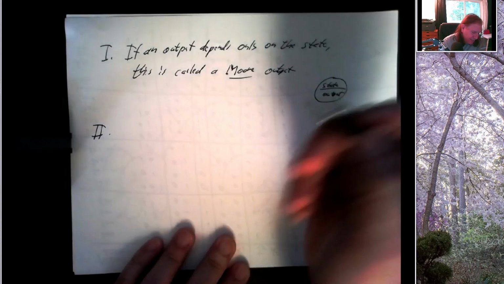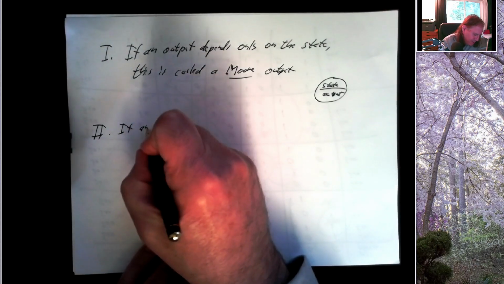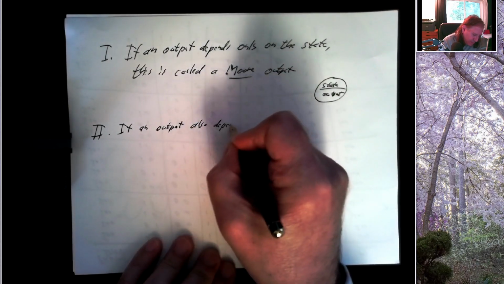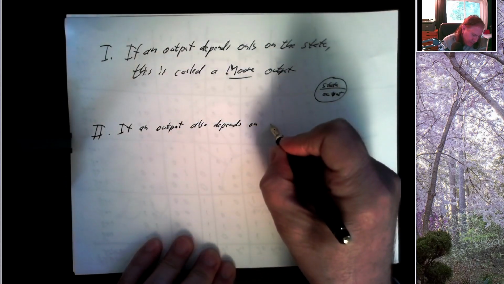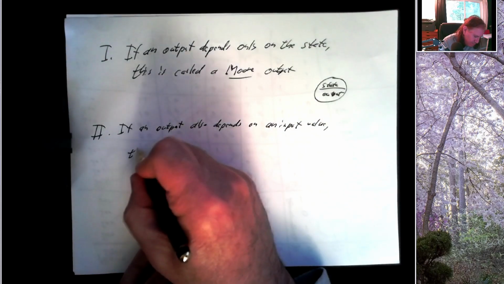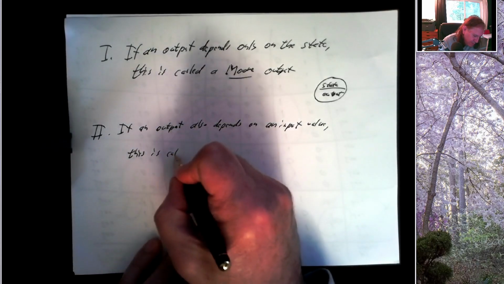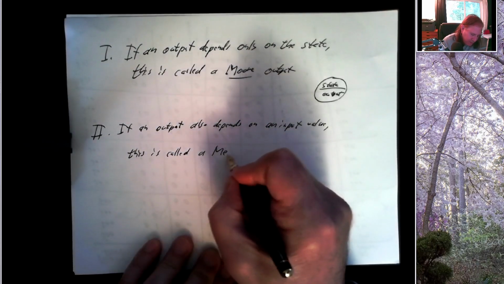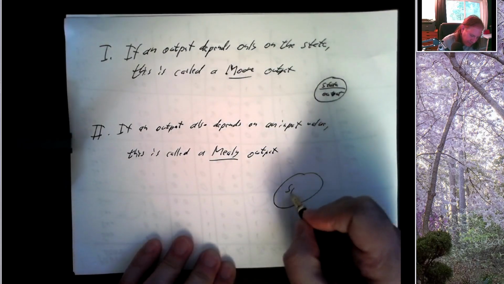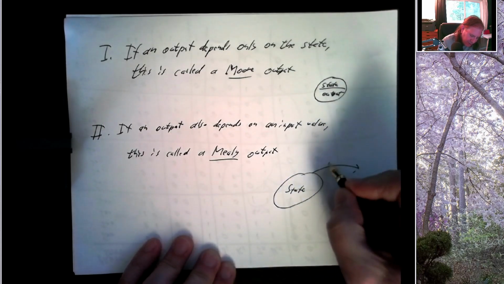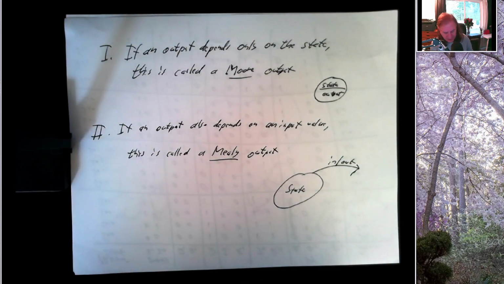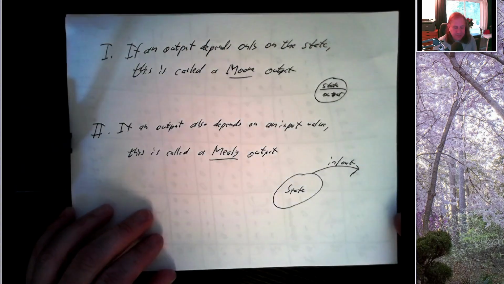But in some cases, like the example that we just did, an output also depends on an input value. This is called a Mealy output. And in that case, on the transition arrow, we list the input and a slash and the output. And in our key, we indicate what those variables are.